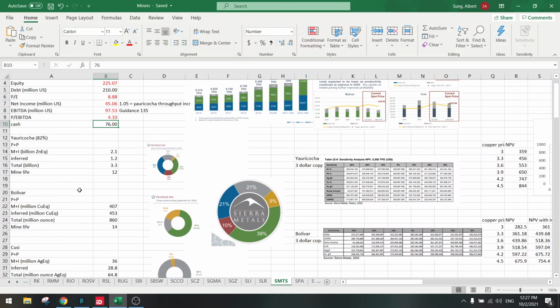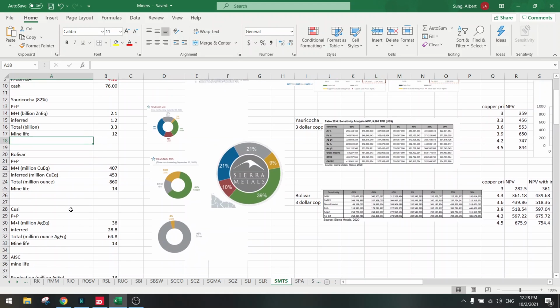They have 3 mines. Some of them, well, most of them have COVID problems. So they said that the COVID problems will last until the end of the year. So let's hope that those problems will get resolved by next year.